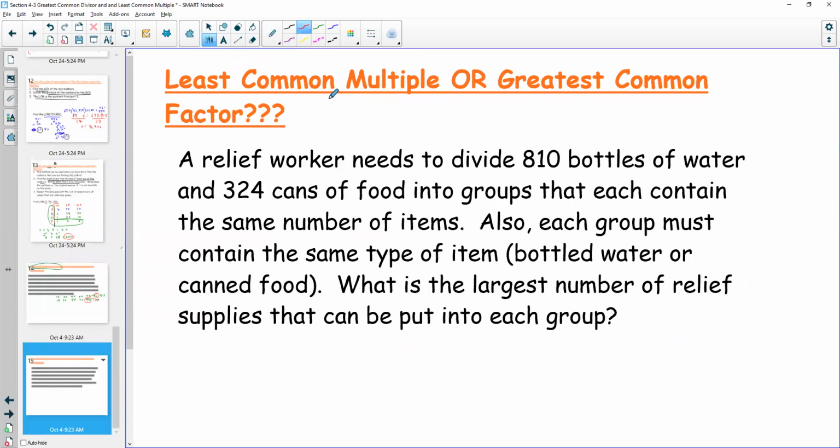All right, last question. Again, least common multiple, greatest common factor. A relief worker needs to divide 810 bottles of water and 324 cans of food into groups that contain the same number of items. Also, each group must contain the same type of item, bottled water or food. So you need the same number of stuff in each group. You're dividing it. So think about it. Greatest common factor, right? So in this case, I want the greatest common factor of both numbers.